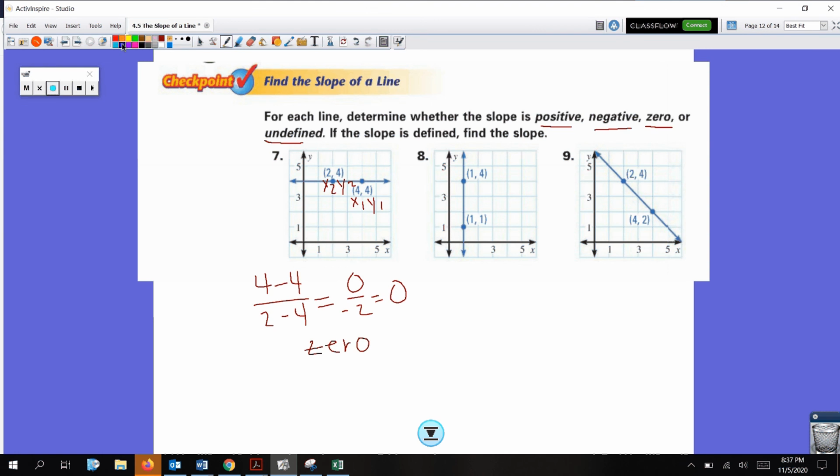All right, let's take a look at the next line. So now we have a vertical line. I'm not sure if you remember the last slide or not, but let's just look and see if we plug in the numbers. I'm going to let 1 comma 4 be my x1, y1, and 1 comma 1 be my x2, y2. Plug it into my formula, y2 minus y1 over x2 minus x1. 1 minus 4 is negative 3, and 1 minus 1 is 0. We cannot divide by 0. This is undefined.